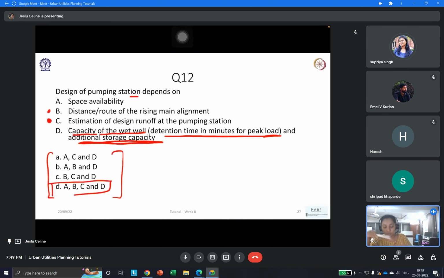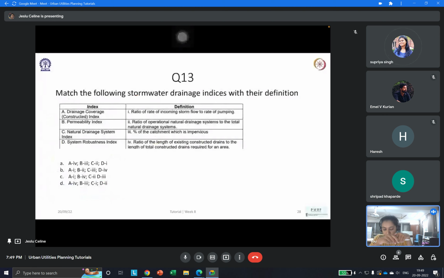Fine. Let's proceed further. Match the following stormwater drainage indices with their definition. Who wants to attempt this question? This is again a very direct application question. Supriya, do you want to take this up? Yes, give me some time. Sure, I will give you the answer. Yeah, you can go one by one. A, which you think is right.